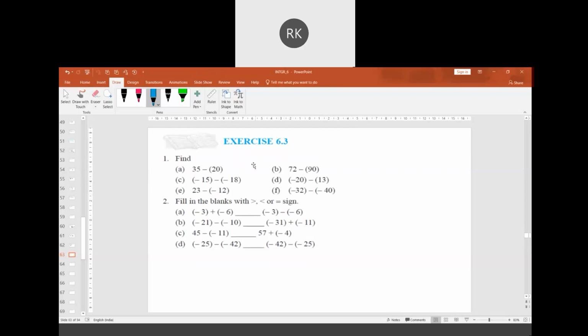These are the questions related to addition as well as subtraction. First question is completely related to subtraction. Answer is plus 15, sir. I explained that every subtraction question should be changed to an addition question.